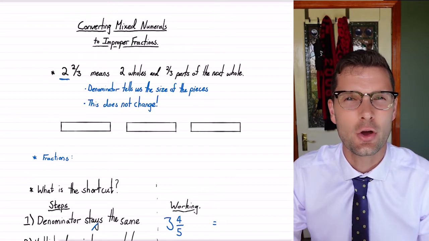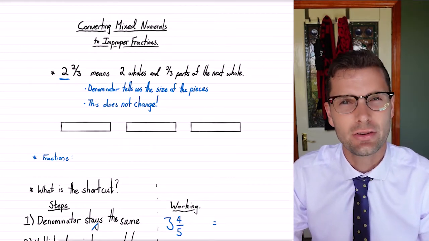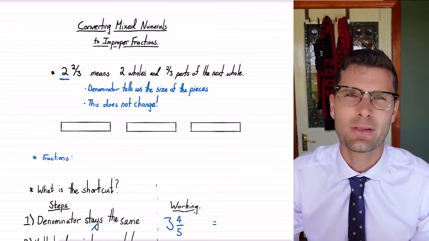Today we're talking about how to convert improper fractions into mixed numerals and vice versa. So we're going to start with the mixed numerals first.